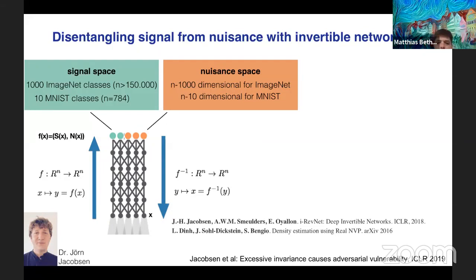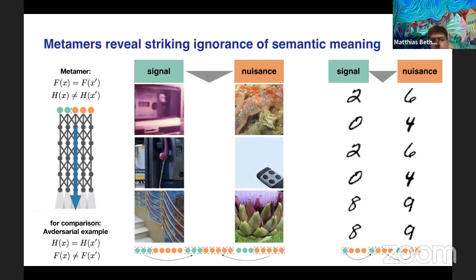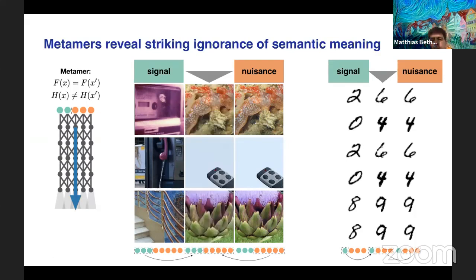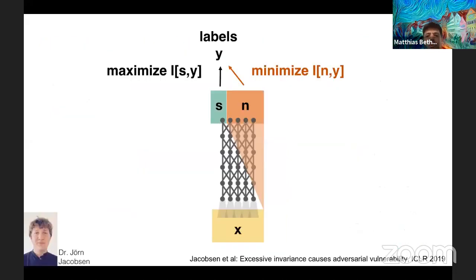And so the way to generate these pre-images is by combining, say, the 1,000 dimensions of the signal image shown on the left-hand side with the 150,000 dimensions of the nuisance space shown on the right-hand side. And as you can see, the pre-images look more or less exactly the same as the images from which you took the nuisance information. And the same is true for the MNIST images. So that shows a big difference between human decision-making and machine decision-making.